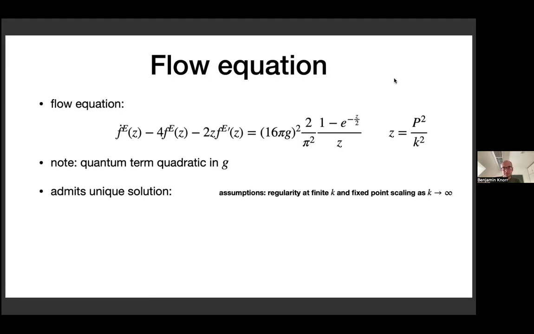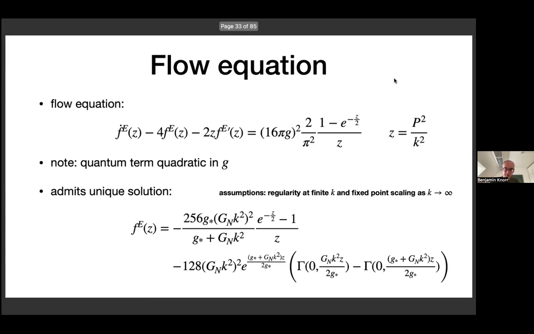Okay. So coming back, under all the assumptions that I spelled out, you get a unique solution. The unique solution looks like this. It's a little bit messy, but let me guide you through it. The first line is basically just the right-hand side of the flow dressed with some k-dependent prefactor. Now this capital G_N is really the infrared Newton's coupling, so it's the physical value that you would impose. G star is the fixed point value of Newton's coupling.